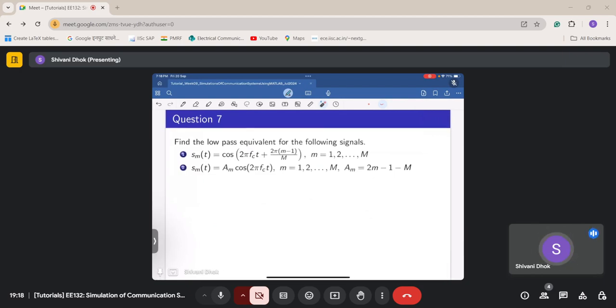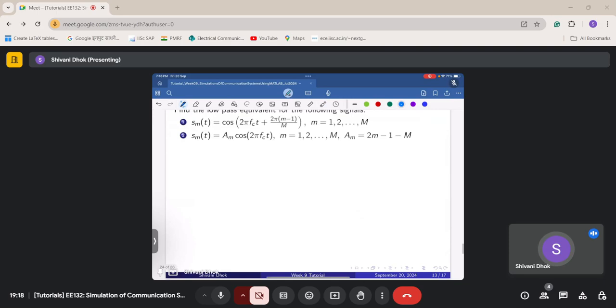Okay, so let's start with the next question then. The next question says that we need to find the low pass equivalent of the following signals. In the earlier discussion also we have discussed this. So what we wrote is, let's say this s_m(t) is a bandpass signal, and s_ml(t) be its equivalent low pass signal.